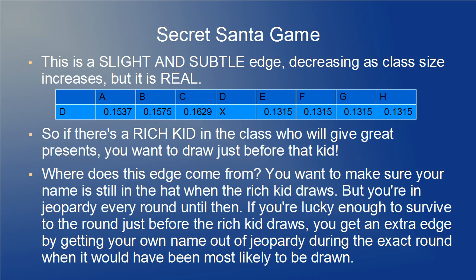Where does this edge come from? Well, you want to make sure your name is still in the hat when the rich kid draws, but you're in jeopardy of being drawn every round until then. If you're lucky enough to survive the round just before the rich kid draws, you'll get an extra edge by getting your own name out of jeopardy during the exact round when it would have been most likely to be drawn because of fewer names in the hat as the drawing progresses.